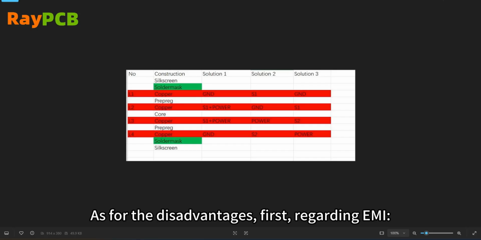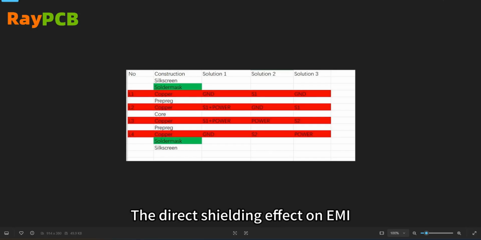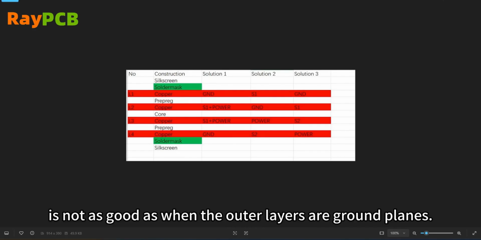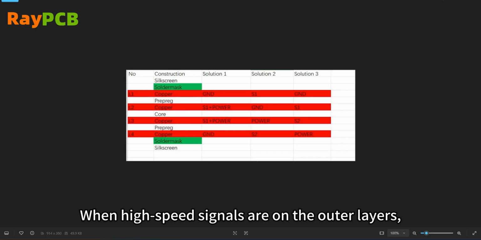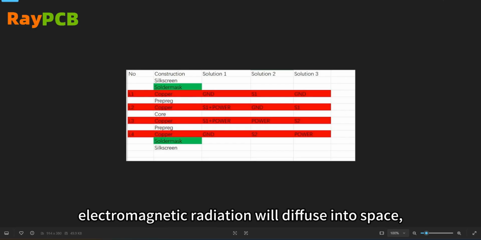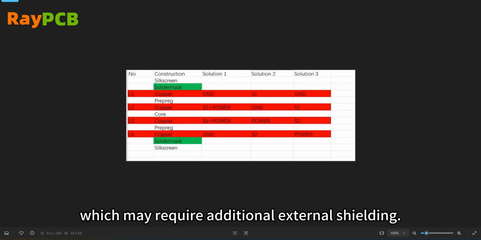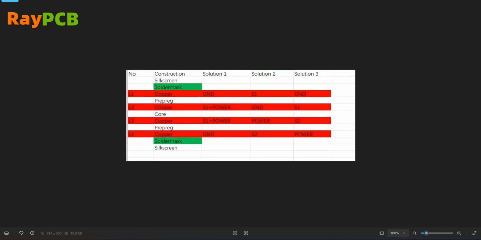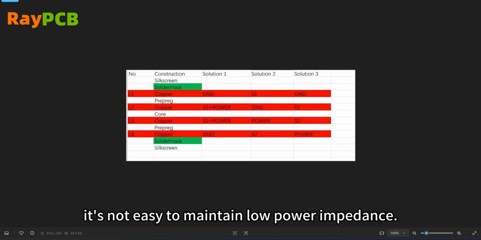The drawback is, first of all, in terms of EMI. With the signal layers on the outer layers, the direct shielding effect against EMI is not as good as when the outer layers are ground planes. When high-speed signals are on the outer layers, electromagnetic radiation can spread into the surrounding space, which may require additional external shielding. In terms of power supply impedance, it is not easy to maintain low power impedance.